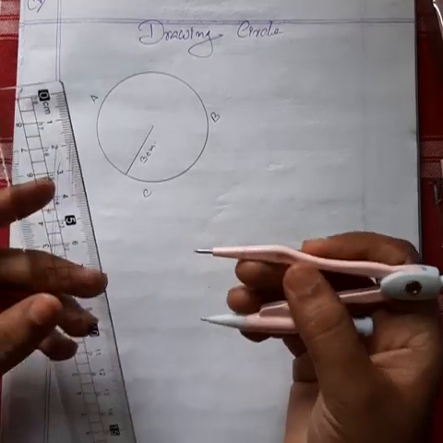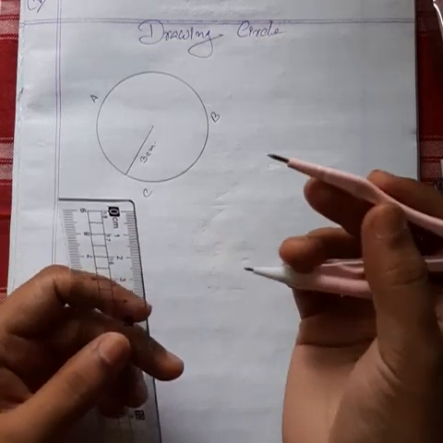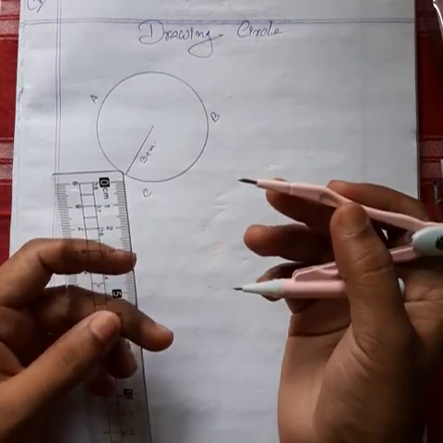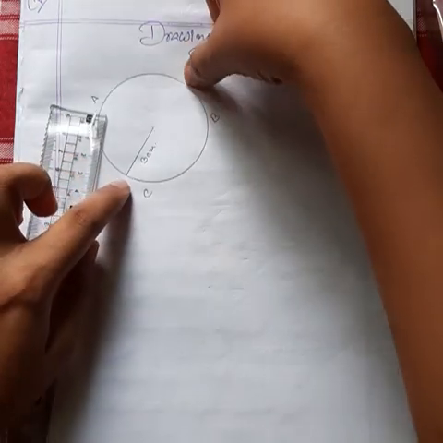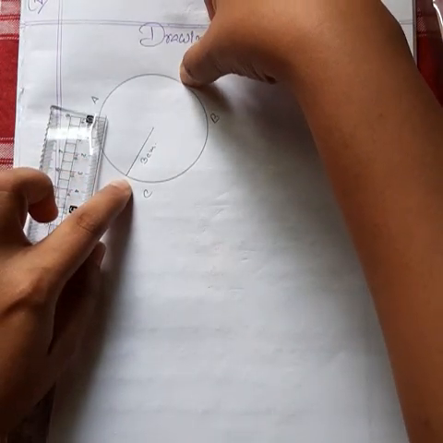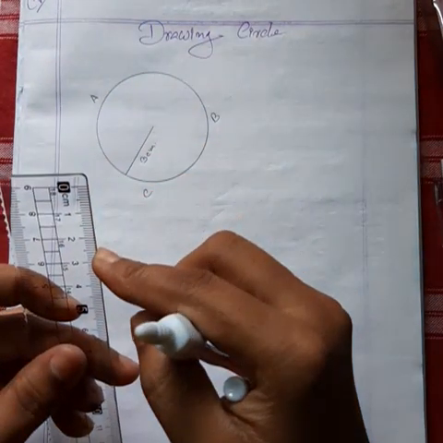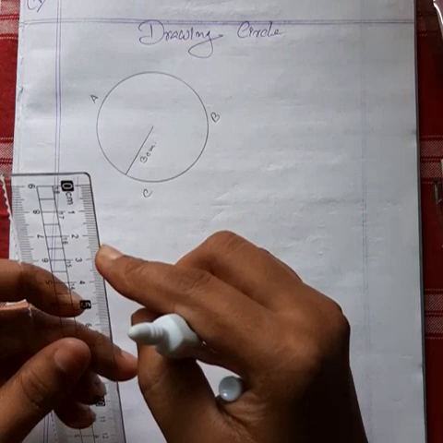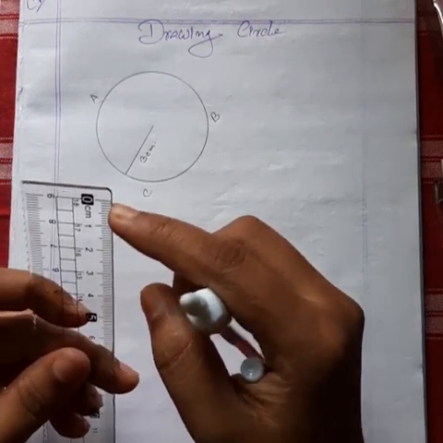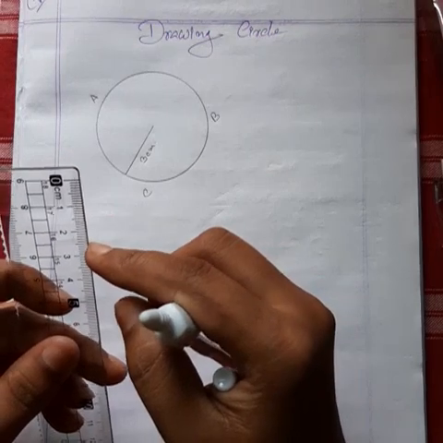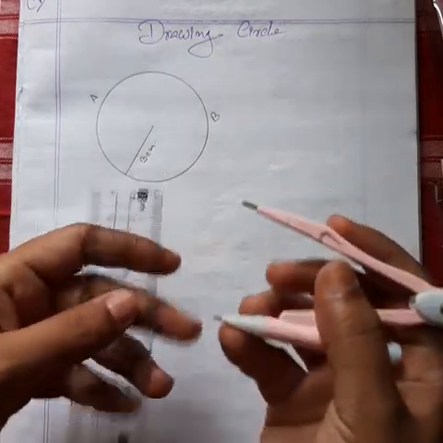Before that, I want to say, if anyone asks you to draw a 5 centimeter diameter, it means the whole part is 5 centimeter. So half of 5 centimeter will be 2.5. Half of 5 is 2.5. So we are going to just take that much.